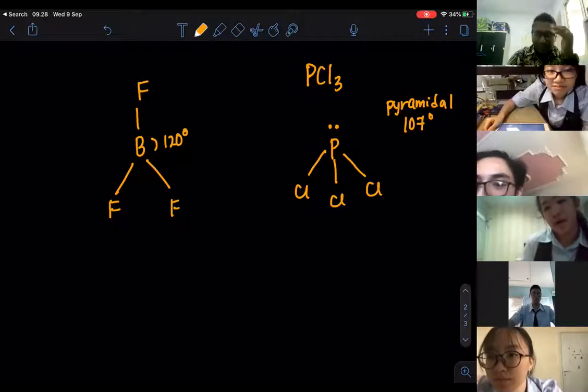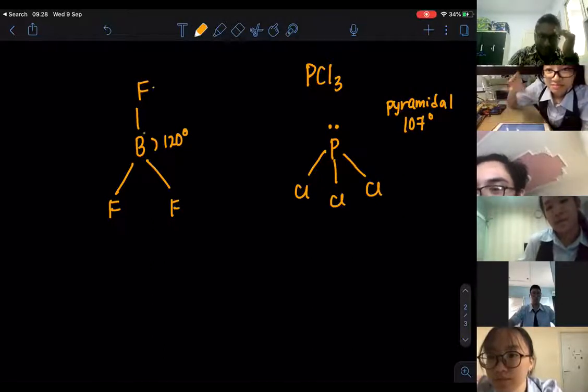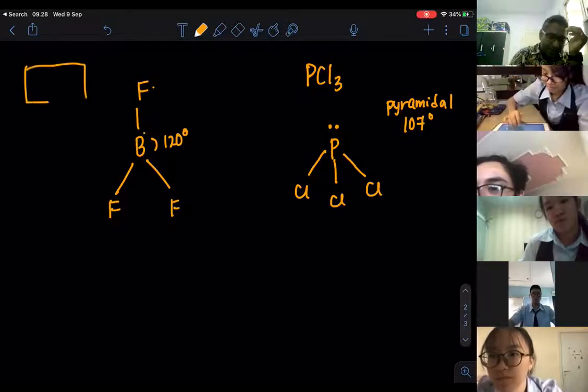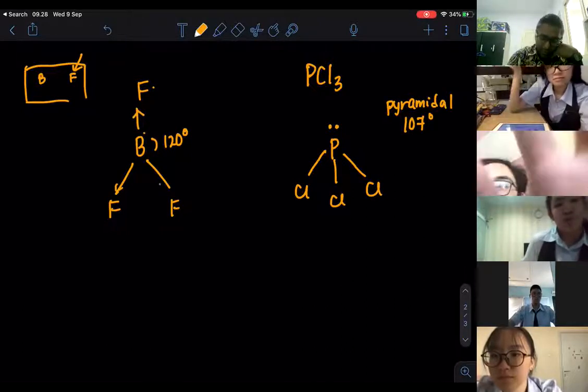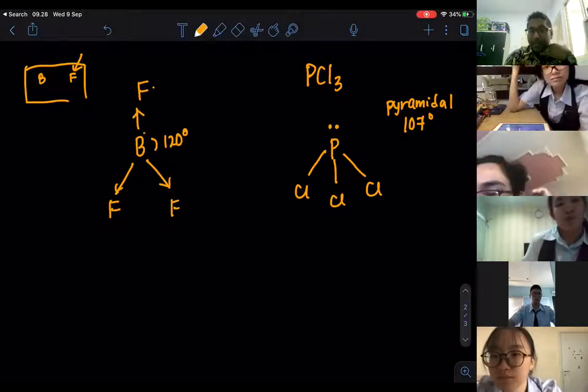Why is the bond polar? It's a different atom, with a different electronegativity, boron and F. If you look at your periodic table, boron is somewhere here, F is somewhere here. Of course, this one has more electronegativity. So the electron will go here, the electron will go here, the electron will go here. So what happens? The bond is polar.